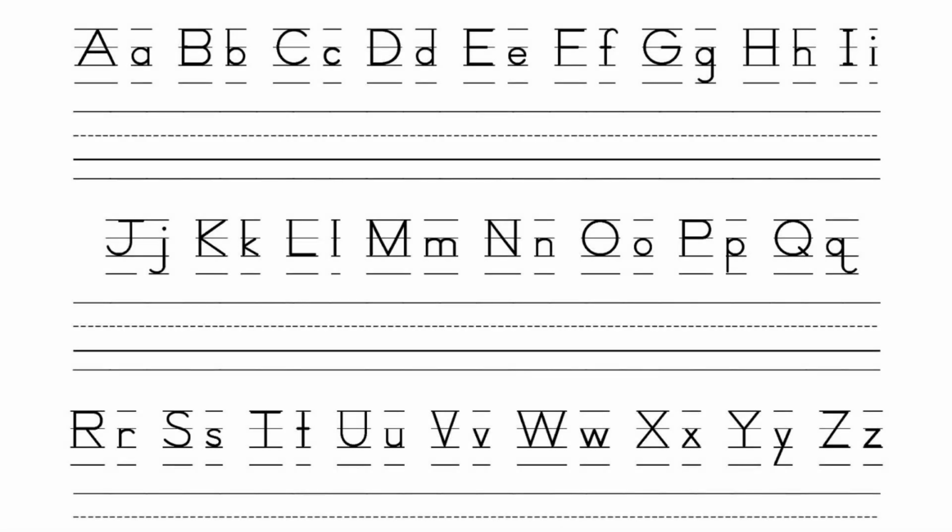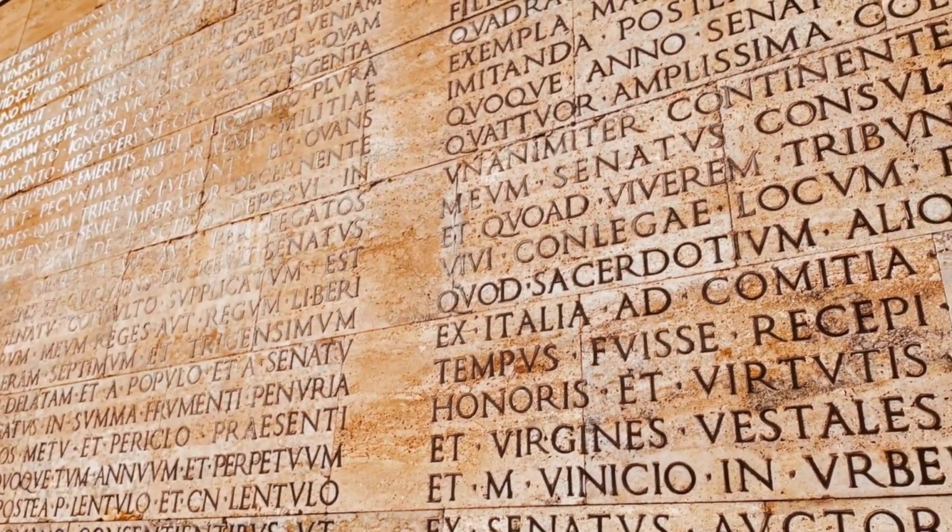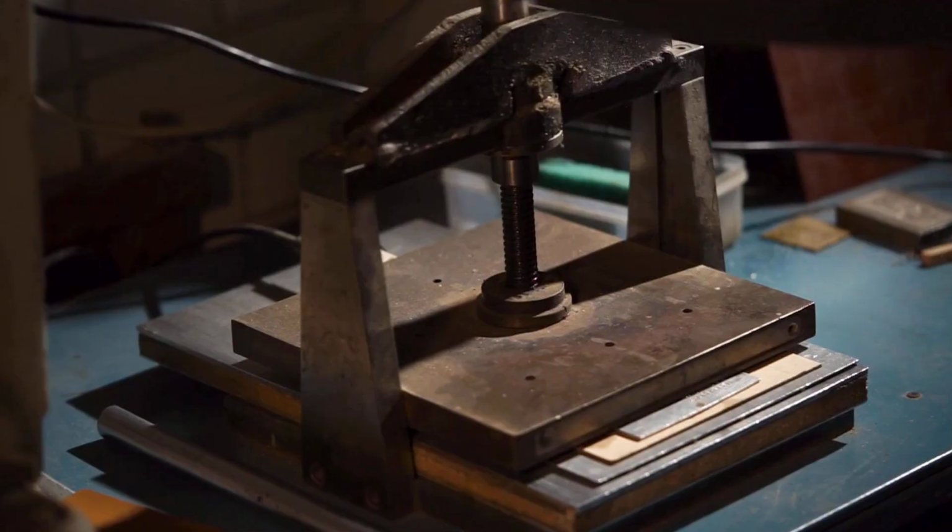Have you ever wondered why we have uppercase and lowercase letters? Or why the letters you're reading right now look the way they do? The answer lies in a fascinating journey that spans nearly 2,000 years, from the monumental inscriptions of ancient Rome to the printing press of Gutenberg.